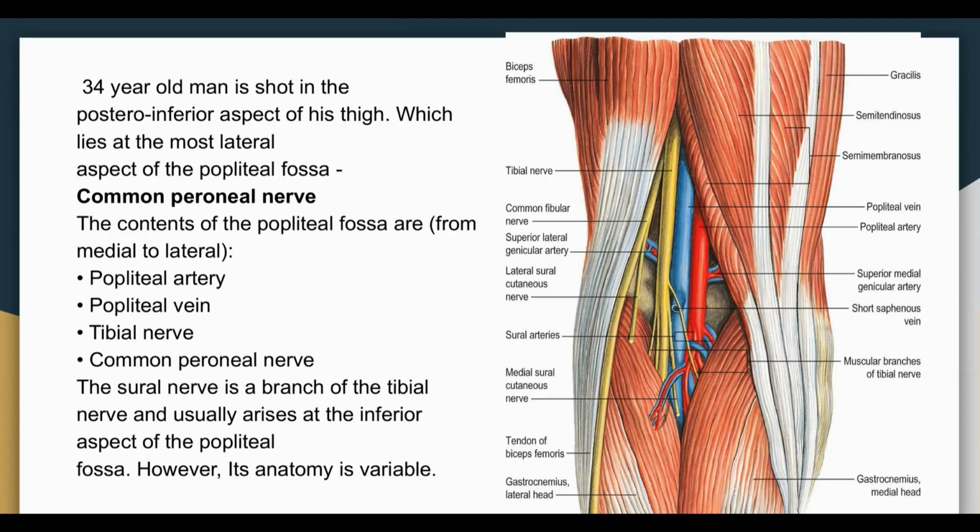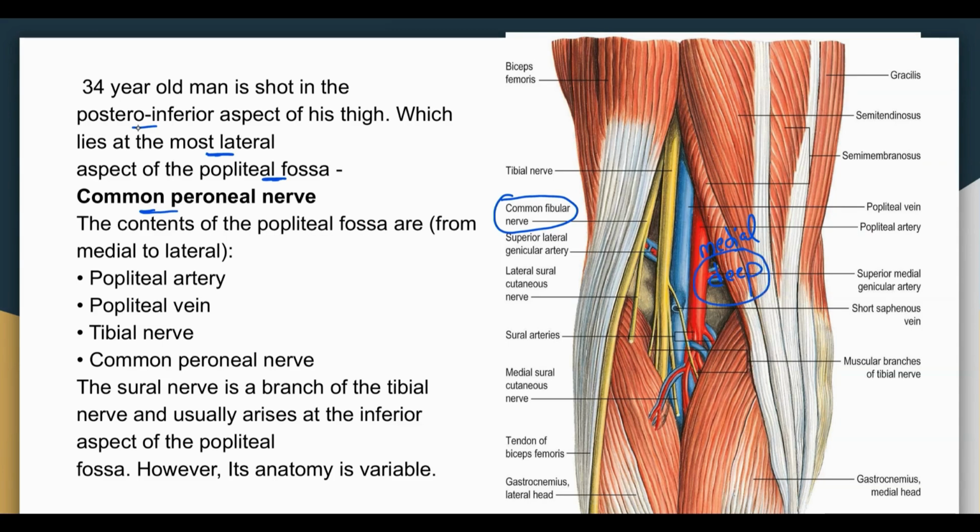A 34-year-old man is shot in the posterior inferior aspect of his thigh, at the most lateral aspect of the popliteal fossa. So that would be the common peroneal nerve. The most lateral component is the common peroneal nerve, and then we have the tibial nerve, the popliteal vein, and the popliteal artery.